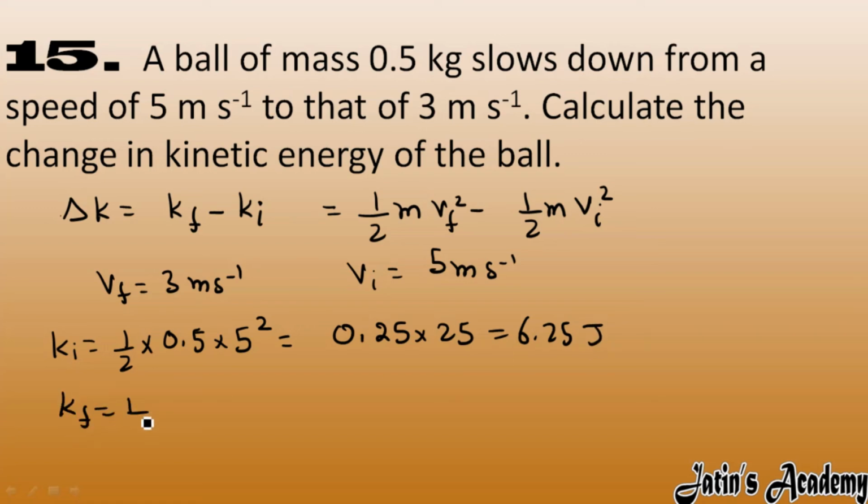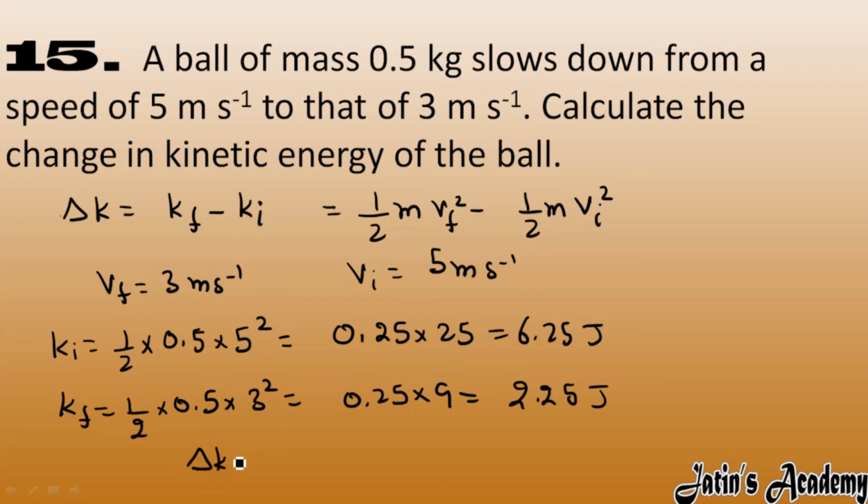Now we have to calculate the final kinetic energy. Final kinetic energy is half m, again 0.5, velocity square means 3 square. So here it becomes 0.25 and 3 square is 9. So 0.25 into 9, here we got 2.25 joule. Now we have to calculate the increase in kinetic energy or change in kinetic energy. Here velocity is actually decreasing, so kinetic energy decreases. So change: final we have 2.25 minus initial 6.25, so the answer we got is minus 4 joule.